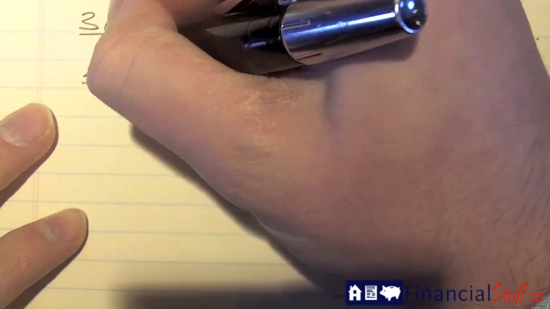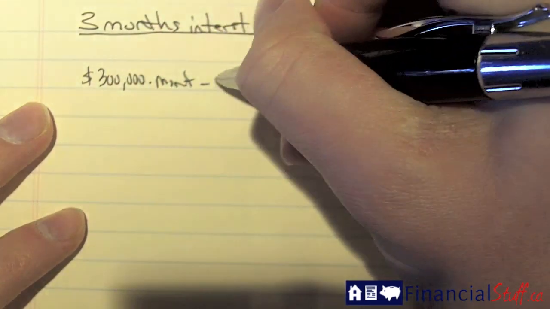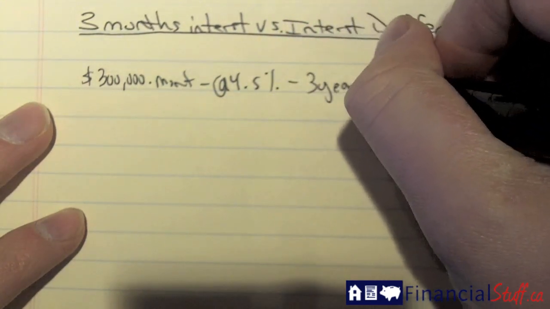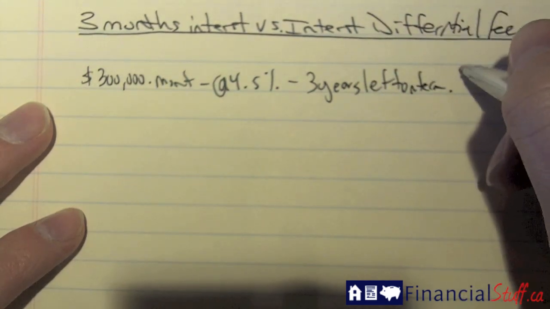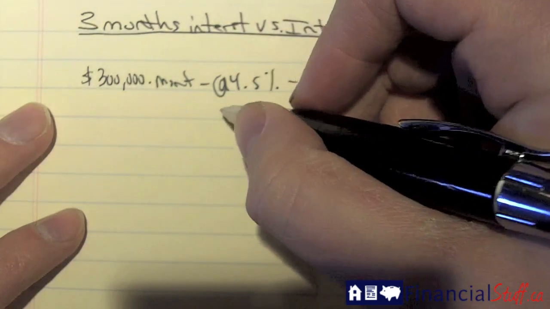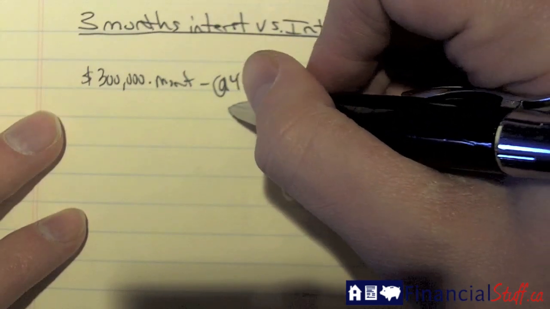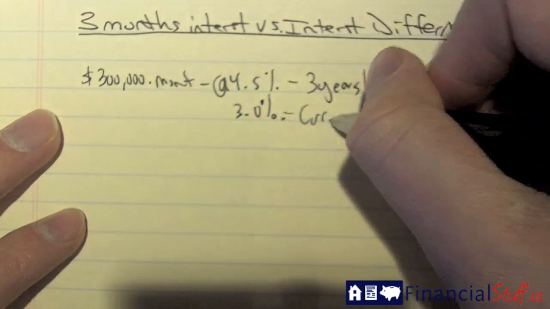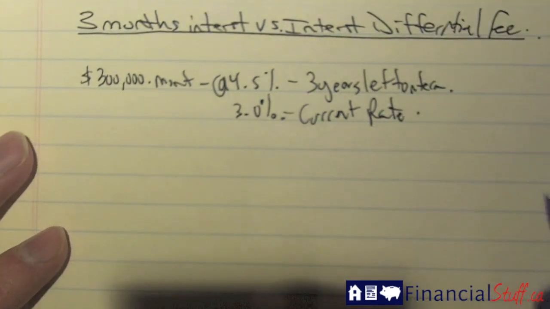So here's a scenario. Let's assume someone had a $300,000 mortgage at 4.5%. He has 3 years left on the term. And on top of that, today, if you were to get a similar mortgage like this, the real rate is not 4.5% anymore. The comparable is actually at 3%, the current rate for this type of product. So he's going to be paying the highest of the 3 months interest or the interest differential fee.